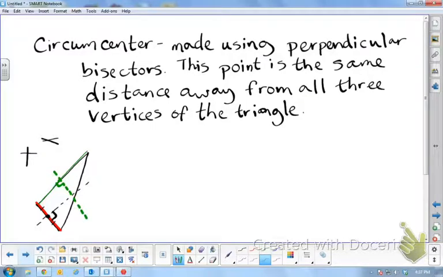We draw at a right angle there. And then our last side, again, we pick about halfway and draw at a right angle. So our circumcenter is this point where they cross.